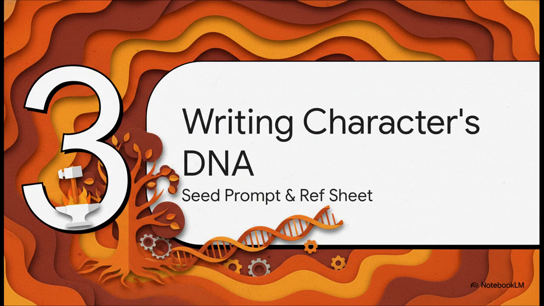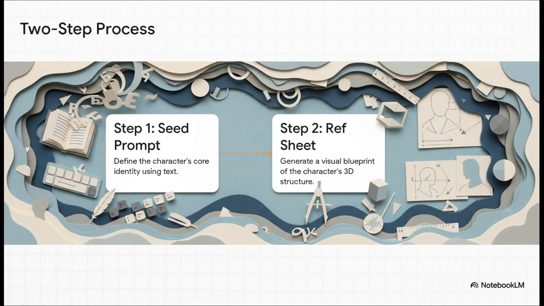Okay, enough theory. Let's move to our first practical step and actually see how this works. It's time to forge our character's core identity, their visual DNA. This is the foundation that everything else is going to be built on. Now, this is a two-step process, a real 1-2 punch. First, we define the character's identity using text. That's our seed prompt. Second, we use that text to generate a visual blueprint that teaches the AI its 3D structure.